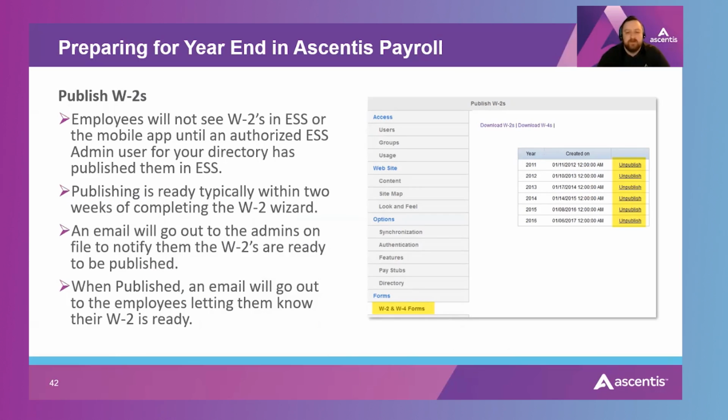Employees will not see their W-2s in ESS or the mobile app until an authorized ESS admin user for your directory has published them in self-service. Publishing is ready typically within 2 weeks of completing the W-2 wizard. An email will go out to the admin on file to notify them that the W-2s are ready to be published. When published, an email will go out to the employees letting them know their W-2 is ready for review.